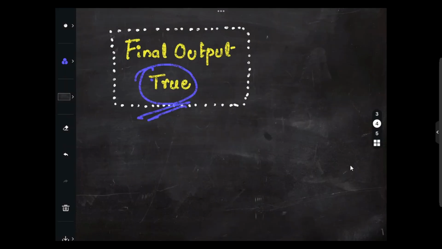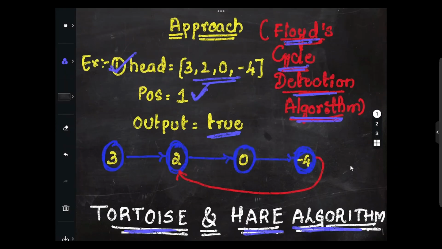So if the cycle is detected, we need to return the boolean value true. That's what they have given in the question, right? So I hope this is completely clear. The output that we got here is true, which is equivalent to the output that they have given for question 1, nothing but true. So the approach works absolutely correct in this case.